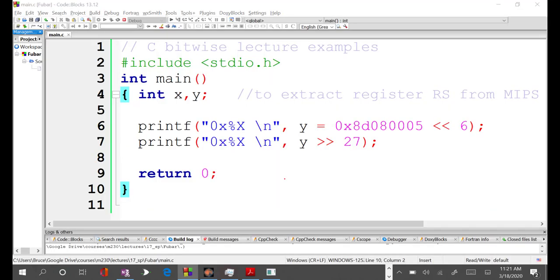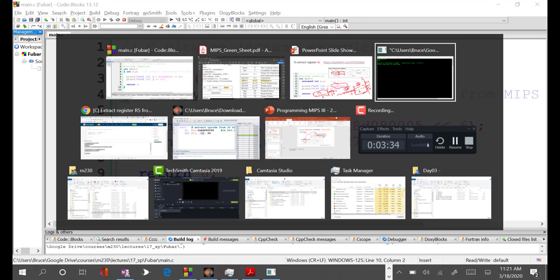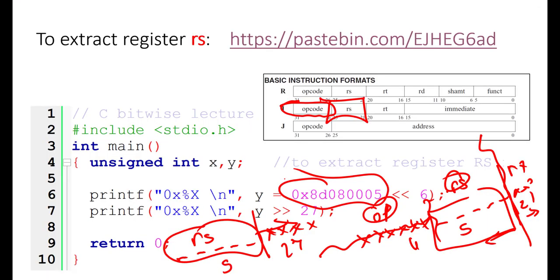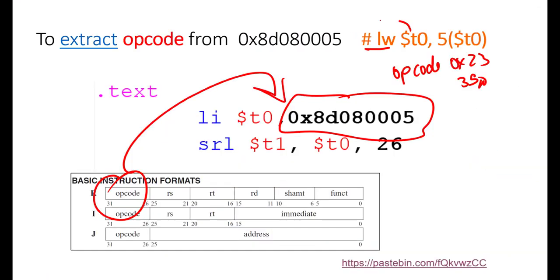And in the original instruction, we were indeed using T0. And in this case, T0 is that particular register there.